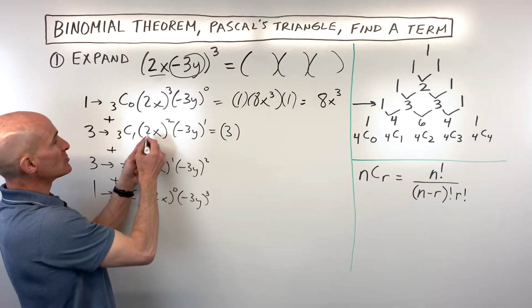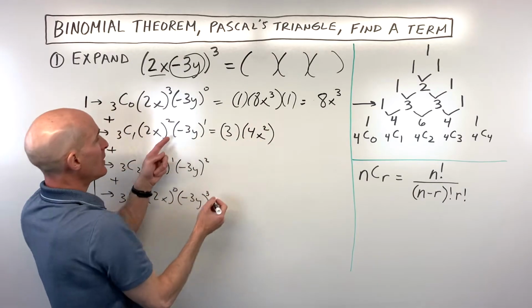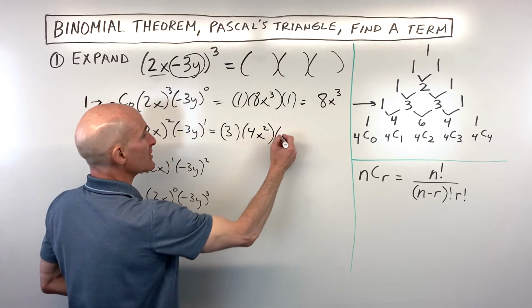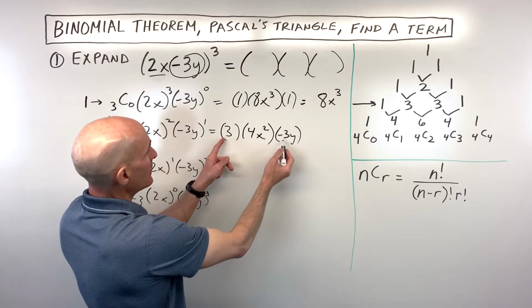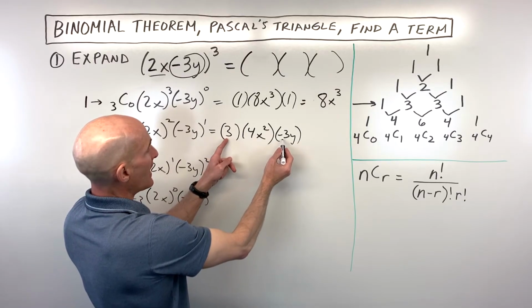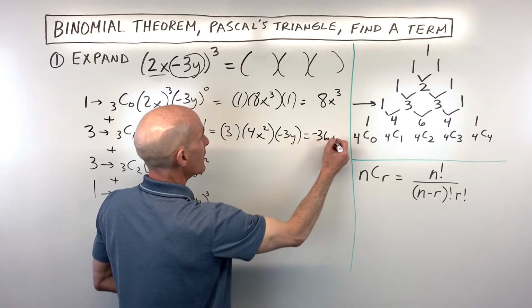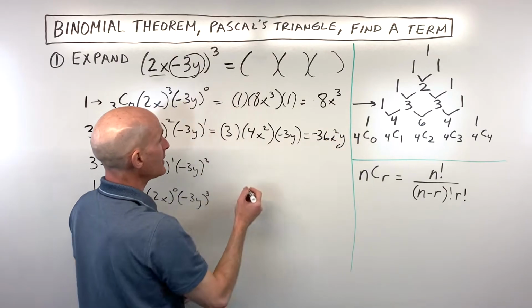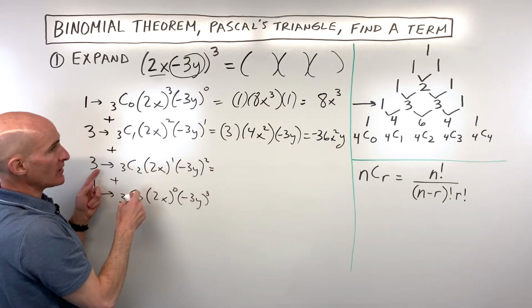We have 2 squared, which is 4, x squared. Negative 3y to the 1st, of course anything to the 1st is itself. And so now if we simplify this, we get, let's see, negative 9 times 4 is negative 36, x squared y. Okay, and then for this next term, we've got 3c2, which is 3.